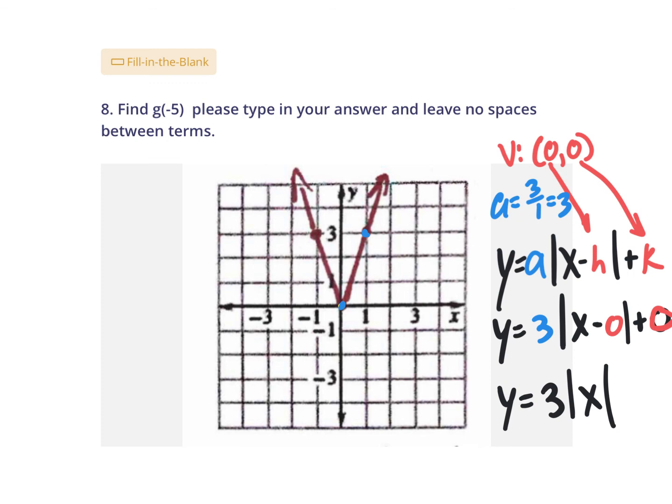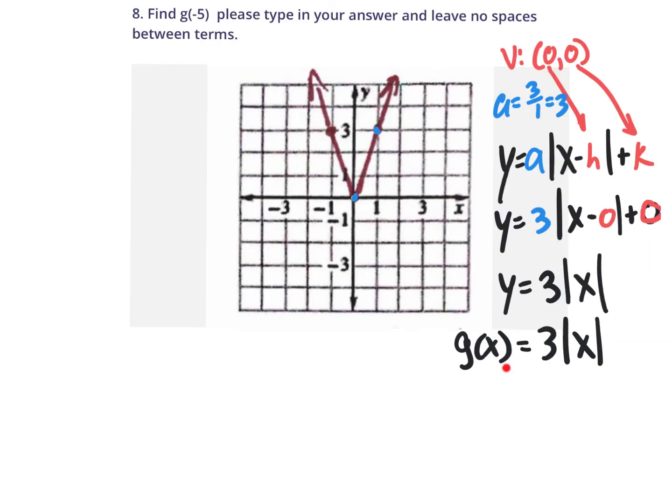And to be more correct, we should label this g of x instead of y. So g of x is 3 absolute value of x. So there's my g of x function. And they want us to find g of -5. So let's focus in on this g of x function, and we want to find g of -5.